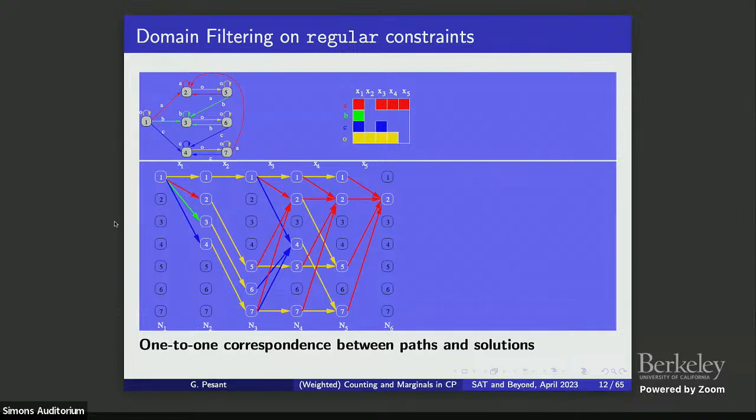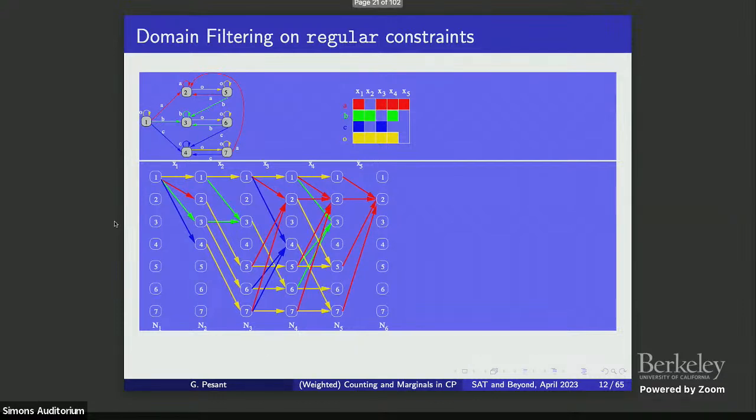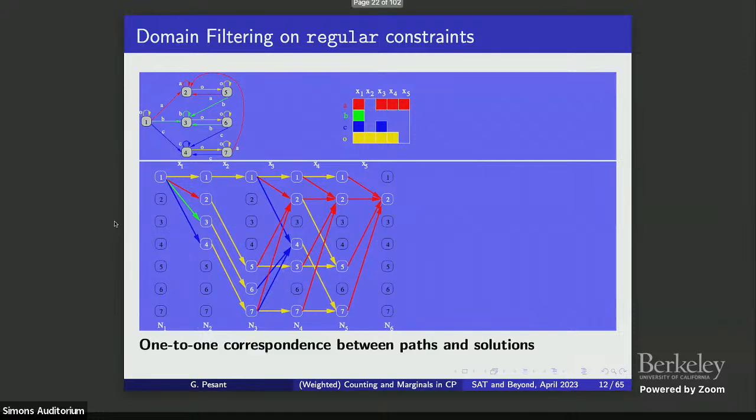And it has the nice property that there's a one-to-one correspondence between paths from the initial state to the last layer and solutions to your constraint. Okay, you've got a compact representation, and you may not have noticed, but when you do the backward pass, the green value was possible for many variables, and it can be filtered out because the corresponding arcs don't appear anymore when you clean up. Okay.